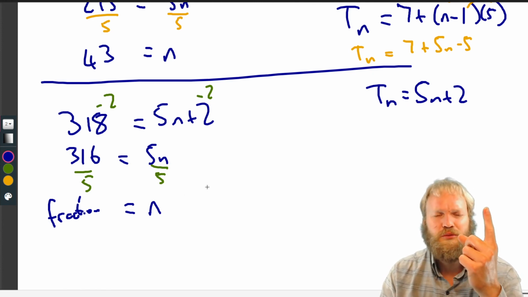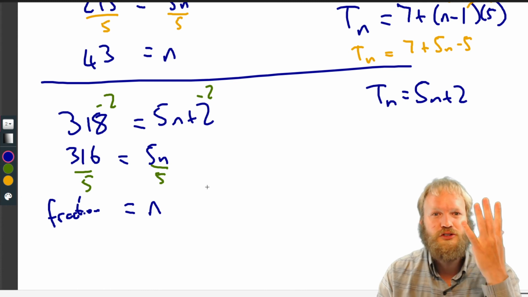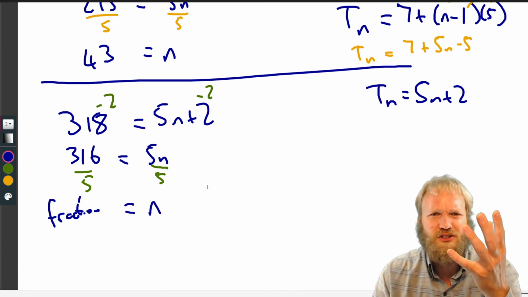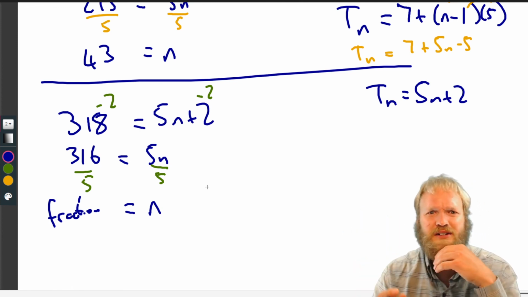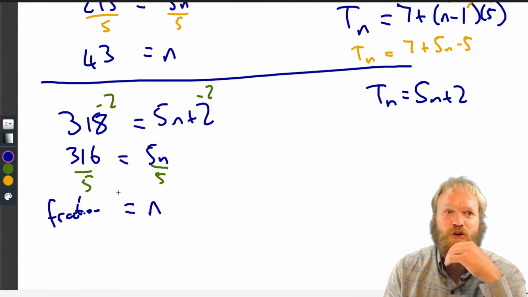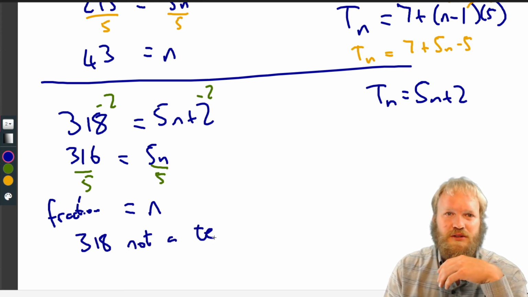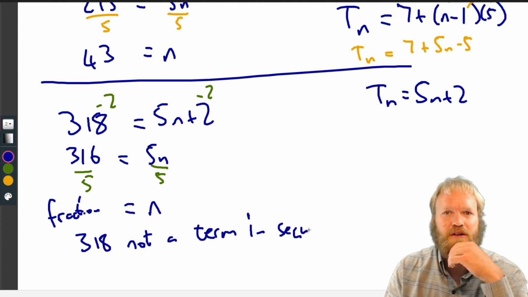So is it the first term? The second term? The third term? The fourth term? The fifth term? It can't be a fractional term, like the 63.2nd term or something like that. So therefore 318 is not a term in the sequence, in this progression.